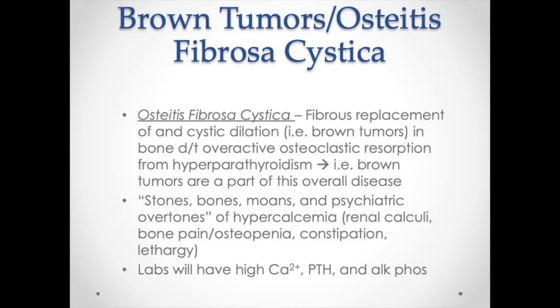Next is a brown tumor or osteitis fibrosa cystica. This is fibrous replacement of and cystic dilation, which is the brown tumor, in bone due to overreactive osteoclastic resorption seen in hyperparathyroidism. So a brown tumor is part of the overall spectrum of the disease. This typically presents with the stones, bones, moans, and psychiatric overtones of hypercalcemia, which includes renal calculi, bone pain or osteopenia, constipation, and lethargy. Labs will have a high calcium level, high parathormone, and high alkaline phosphatase.